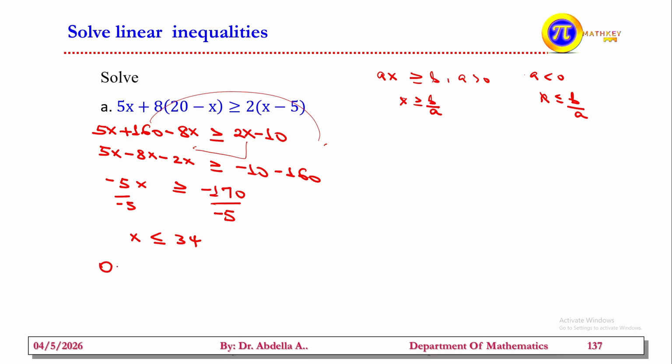Or if you want, we can put this in interval form. This means negative infinity to 34, or x is less than or equal to 34. We can say this is solution C. So whatever the case, we can solve linear inequalities in such forms. Let us see the next one.